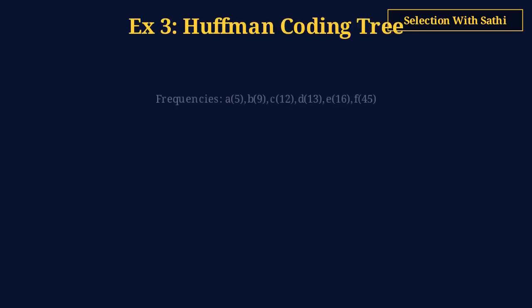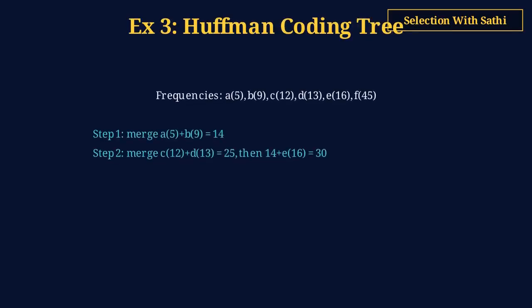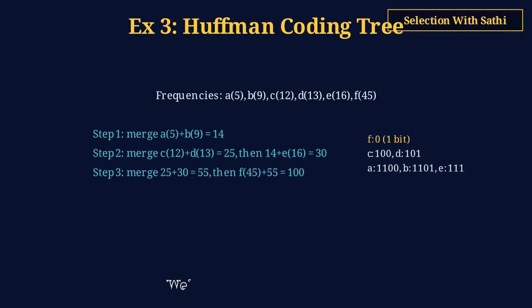Huffman coding. Characters with frequencies A5, B9, C12, D13, E16, F45. Step 1. Merge the two smallest, A and B, to get a node of 14. Step 2. Merge C12 and D13 to get 25. Merge 14 and E16 to get 30. Step 3. Merge 25 and 30 to get 55.